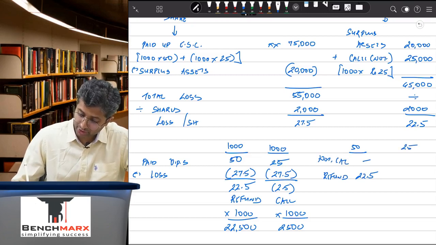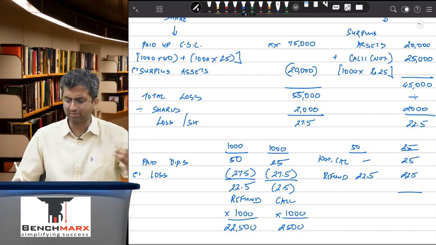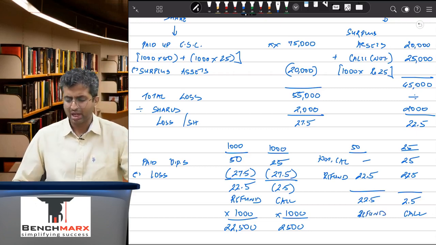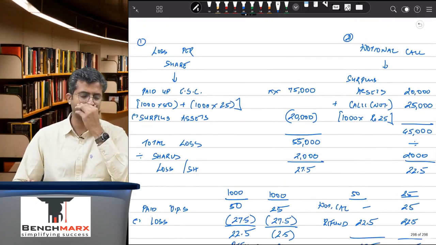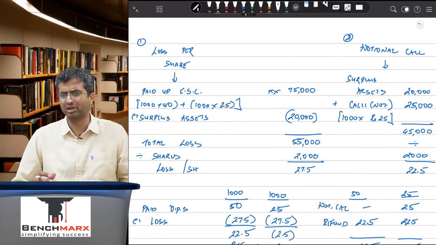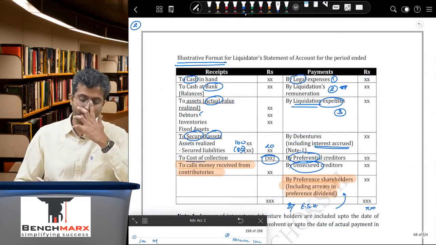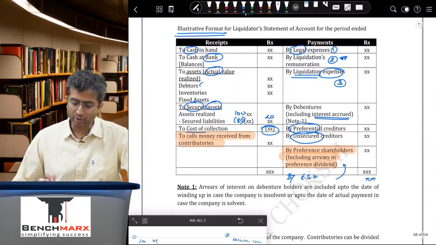However, for the second shares which are 25 paid up, there will be a call of 25 and then a refund of 22.5, and as a result, the net is 2.5. So rather than making a call of 25 and then giving a refund of 22.5, we will just make a net call of 2.5 and give a net refund of 22.5. So this, as you can see, is exactly the same. I've just tried to run you through both the methods. The Institute in some questions has taken the loss per share, some questions have taken the notional call. You can take any of the two in the exam, and you can rest assured that the answer will remain the same. So this is something that you have to be careful about.